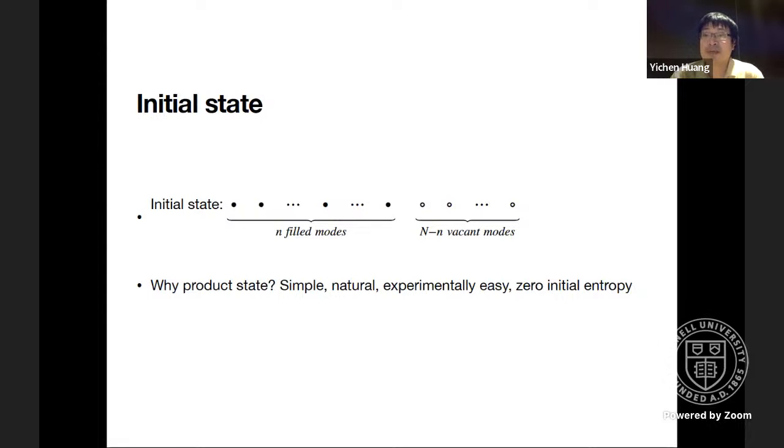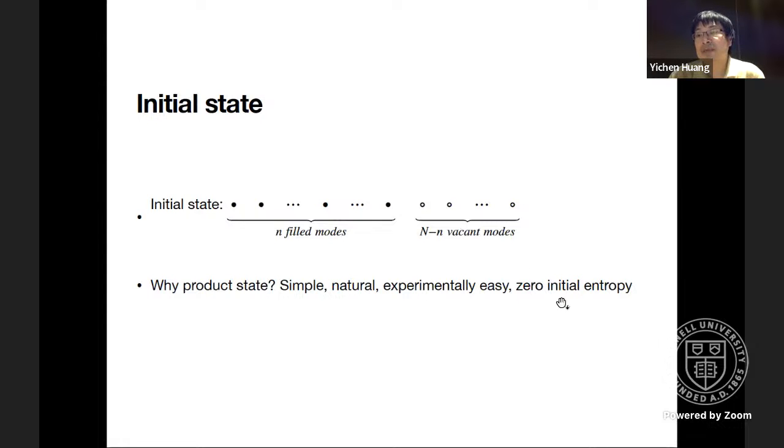If it is a random model, and if we view that model as an ensemble of models, then this ensemble is invariant with respect to permutation of indices, so that we can place the initially filled modes anywhere. And why do we start with a product state? Because it is simple, and it is also very natural and relatively experimentally easy to implement. Furthermore, if we look at the subsystem entropy, or entanglement entropy, it is 0.